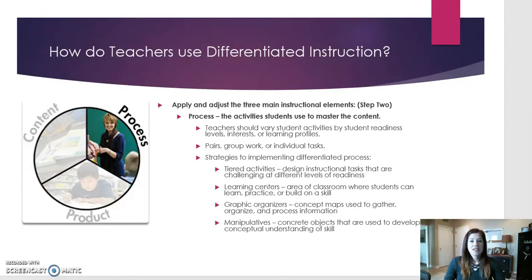Step 2. The second step for differentiated instruction is applying differentiated process. This includes activities students are using to master content. Teachers should adjust student activities by student readiness level, their interests, and learning abilities. This work can be done in pairs or in groups or as individual tasks.